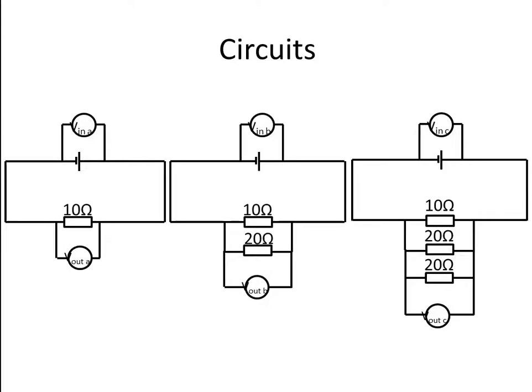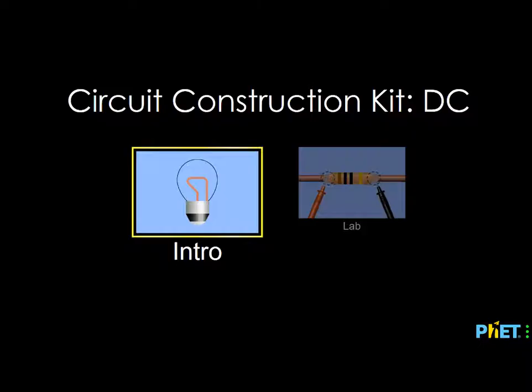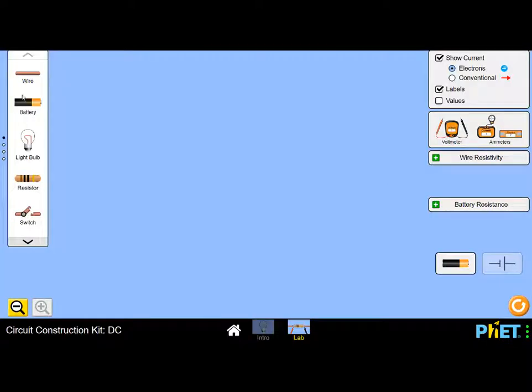Notice in each circuit, we don't have any resistors in the main part of the circuit. We don't have any resistors besides the ones that I've been speaking about now. If there were, then the circuit would be a little more complex than what we're going to discuss in this movie. So let's now open our simulation and build these circuits.